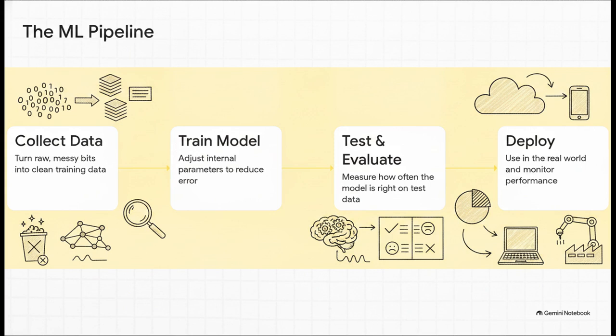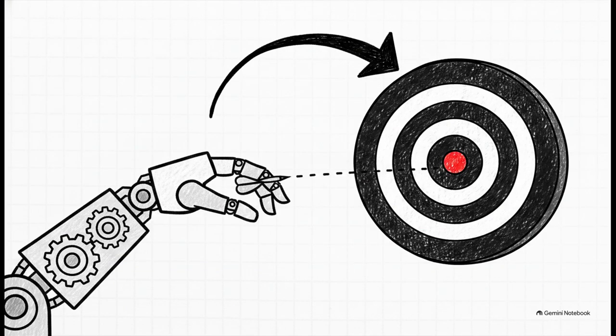Step 2 is training the model on that prep data. Step 3 is testing and evaluating the model using entirely unseen data. And finally, Step 4 is deploying that model out into the real world and continuously iterating on it as fresh data rolls in. Let's zoom in on that training step for just a second, because it's absolutely crucial.